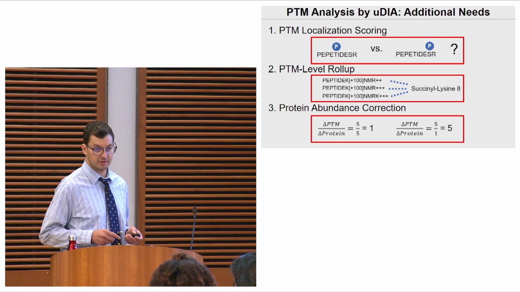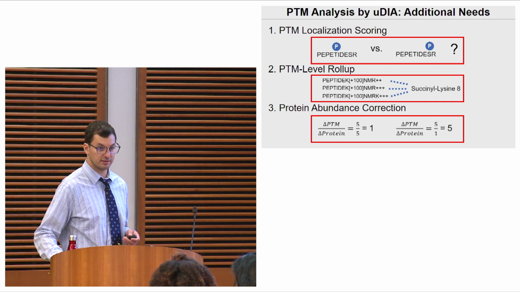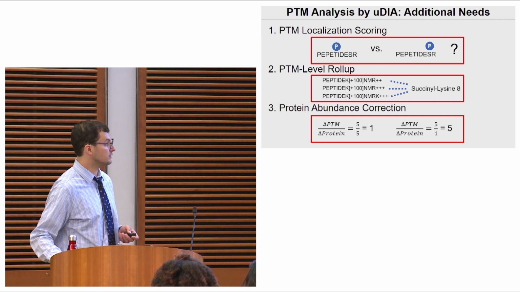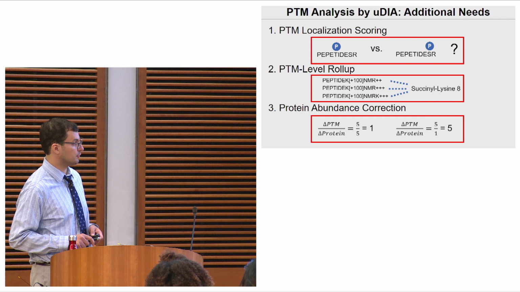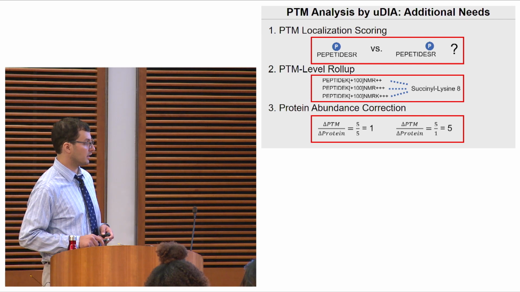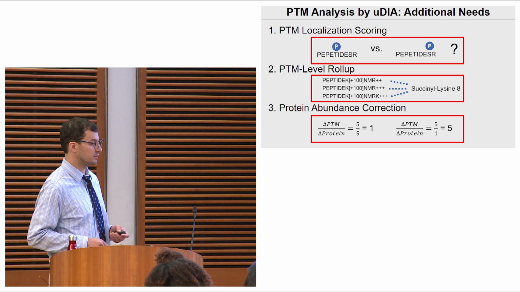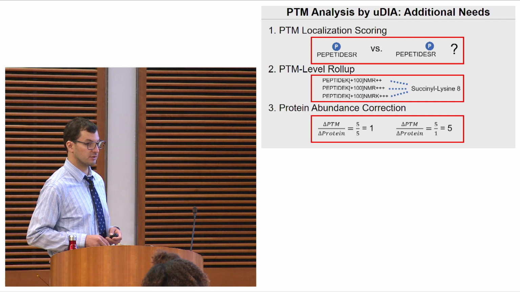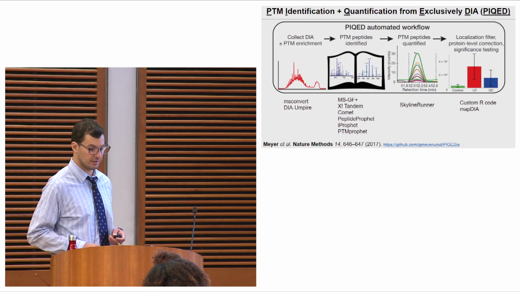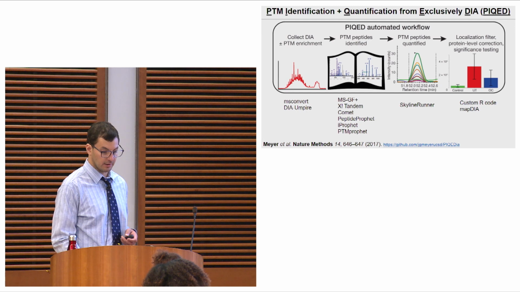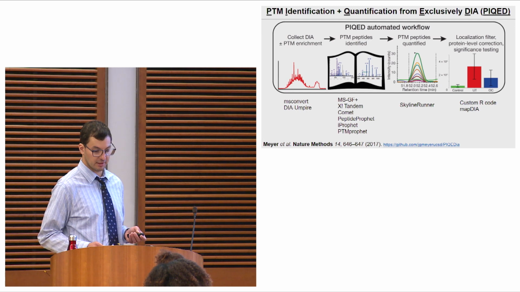And then finally, it'd be nice if there was a way to do some correction for differences in protein abundance. Because you can imagine finding an increase in a PTM of fivefold, but if you also saw an increase in that protein of fivefold, then you really haven't found a regulated PTM. It's still the same proportion on that protein. But if you find an increase in a PTM and the protein doesn't change, then you found a truly regulated PTM site. And so I built something that does exactly this.